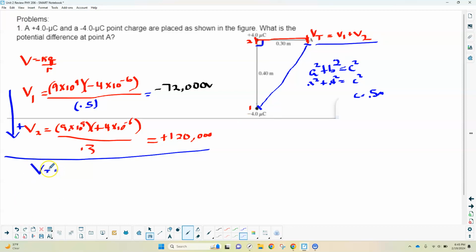And for this total voltage, I got a positive 48,000 volts. So that's the solution. That's what you should get for number 1.